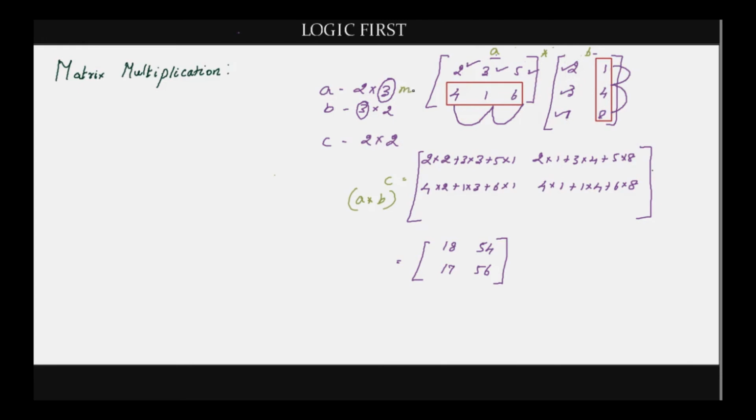Let's say M and N denote the number of rows and columns of matrix A. Similarly, P and Q denote the number of rows and columns of matrix B. So the condition here is that N should be equal to P. If N is not equal to P, it is impossible to multiply those two matrices. Now let's write the program.